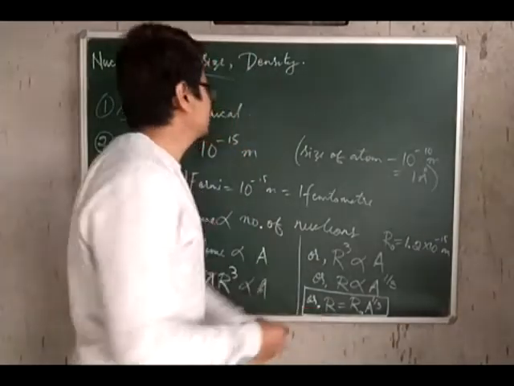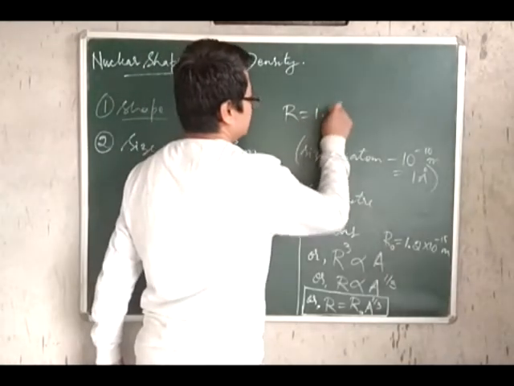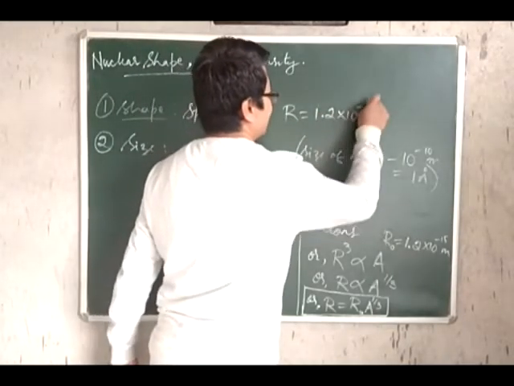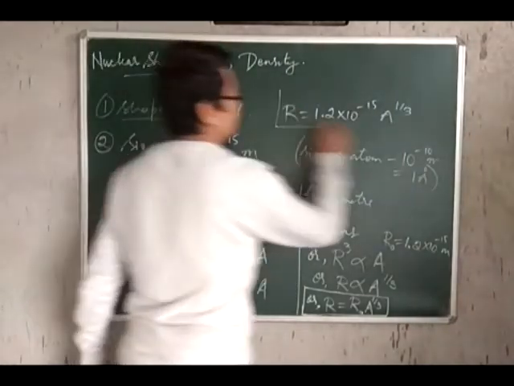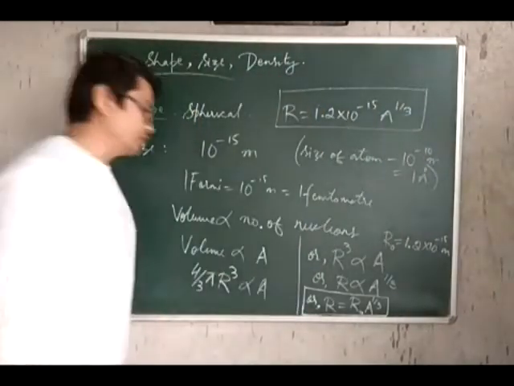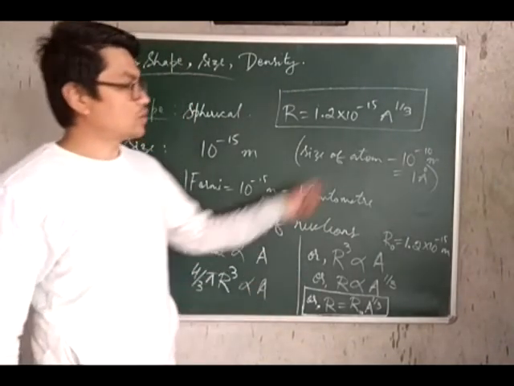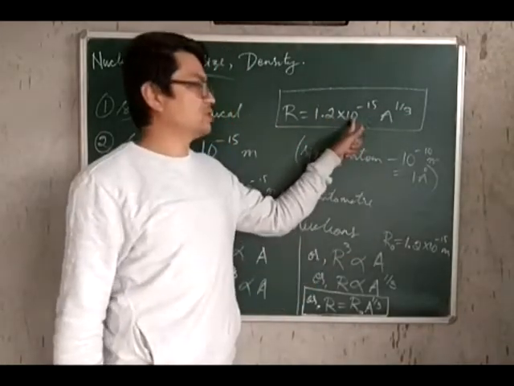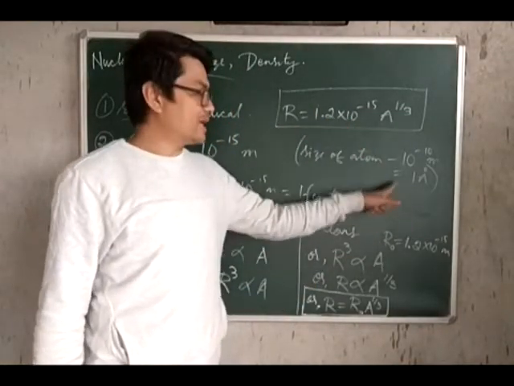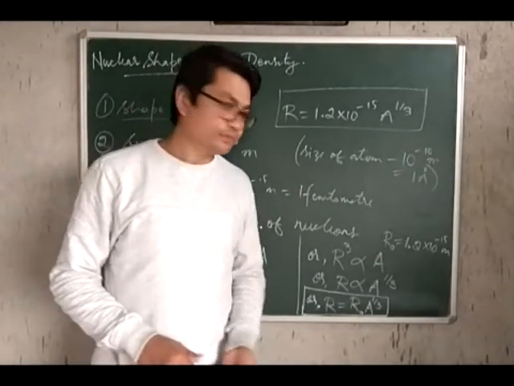So we can write this equation as R is equal to 1.2 into 10 to the power minus 15 A to the power 1 by 3. So this is about the size of the nucleus. It's of the order of 10 to the power minus 15 meters, or 1 femtometer, or 1 Fermi, whereas the atom is of the order of 1 angstrom.